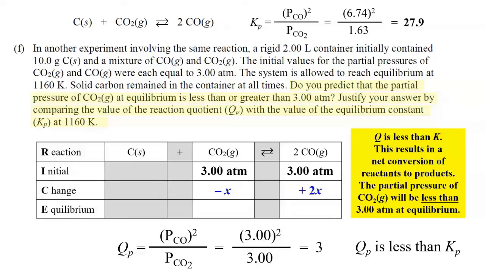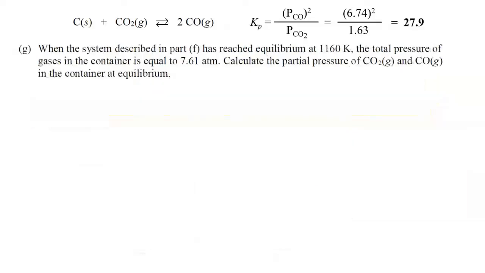Now, I mentioned that in part G we're going to need a rice table, which is why I set this up to prepare us for part G. Let's take a look. When the system described in part F has reached equilibrium at 1,160 kelvins, the total pressure of gases in the container is equal to 7.61 atmospheres. So that means that the sum of the partial pressure of carbon dioxide plus the partial pressure of carbon monoxide is equal to 7.61 atmospheres.